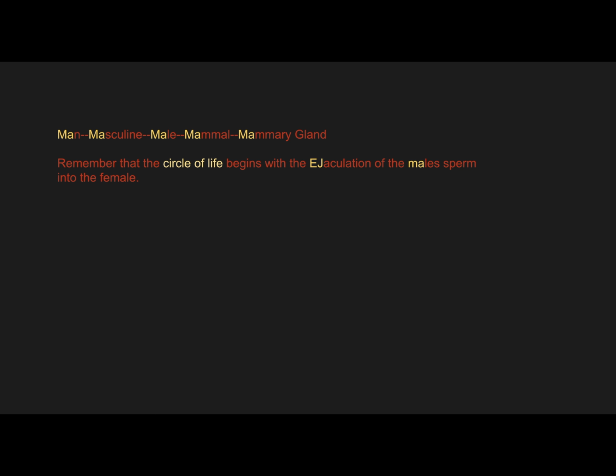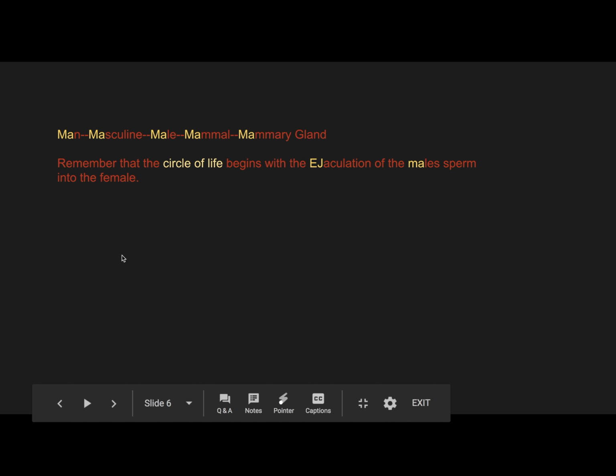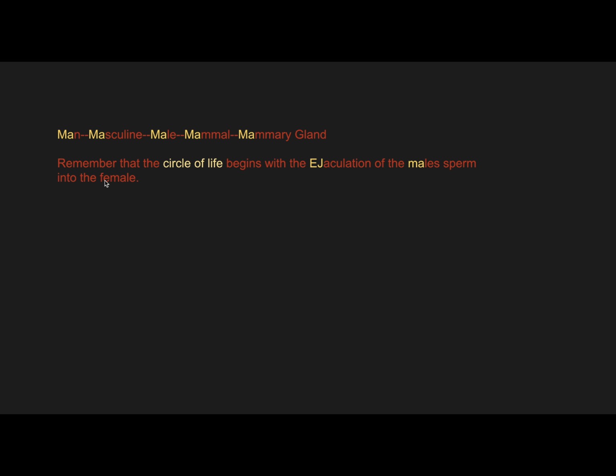So, before I get into the mainstream media, recognize that man, masculine, male, mammal, and mammary gland all begin with MA. This is because the circle of life that has to do with all these things begins with the ejaculation of the male sperm into the female. And I forgot to put MA in the female here, but notice how the MA, the 314, is in the middle of FE and LE.